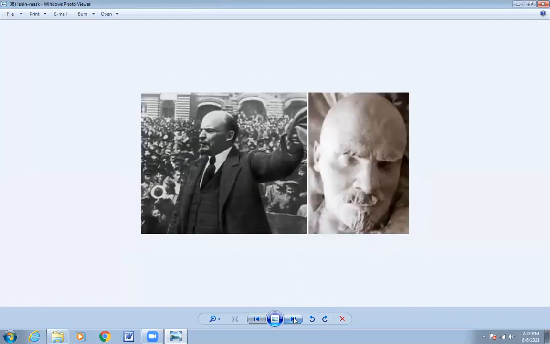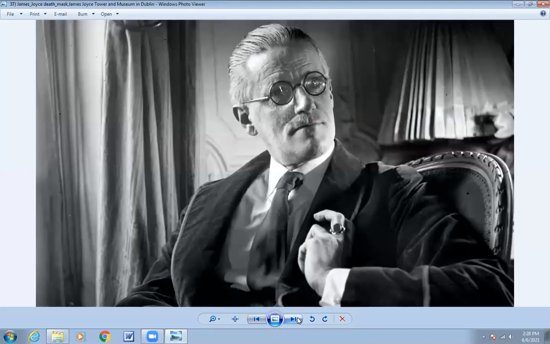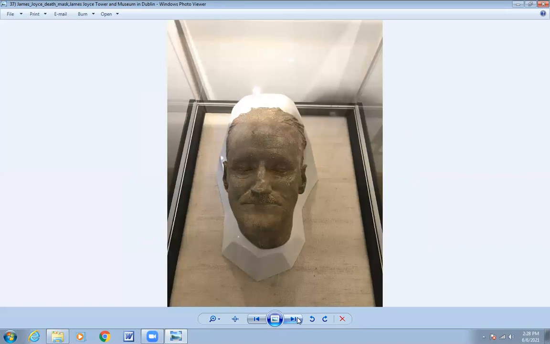This one is Mr. Vladimir, I know I'm going to pronounce it wrong, Ilyich Ulyanov, we know as Vladimir Lenin. 1870 to 1924, he died of a brain hemorrhage. That was his death mask. This is Mr. James Joyce, an Irish novelist, born in 1882, died in 1941. And that is his death mask, which is currently on location at the James Joyce Tower and Museum in Dublin, Ireland. You can go and view it.